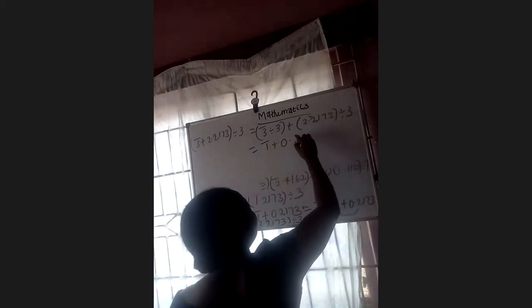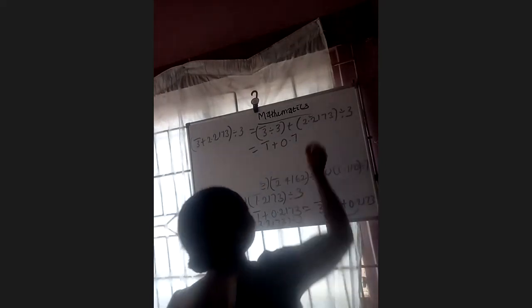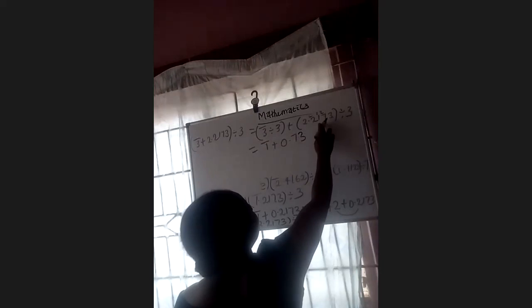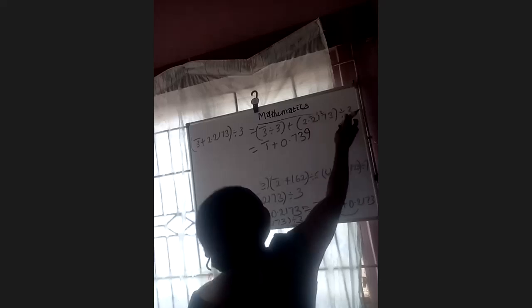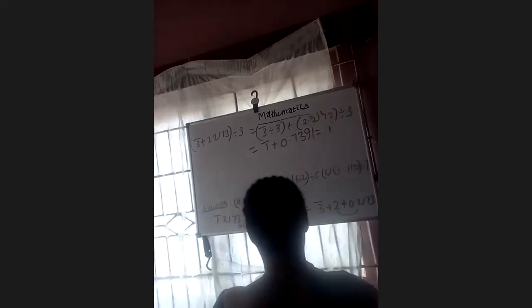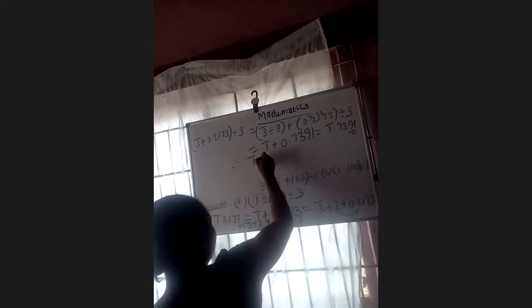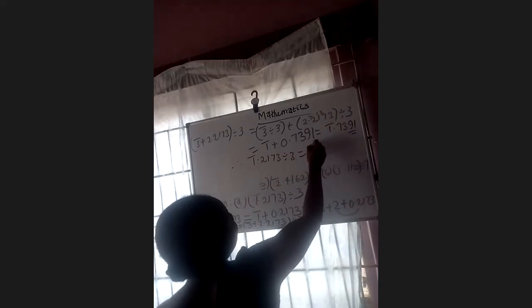So how many 3 can we get into 22? 7, remainder 1. We bring the 1 here. How many 3 can we get into 11? That's 3, remainder 2. How many 3 can we get into 27? 9. So we have bar 1 plus 0.7391, which gives us bar 1.7391 as our answer. So therefore, bar 1.2173 divided by 3 is approximately bar 1.7391.